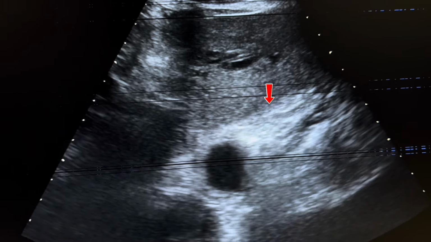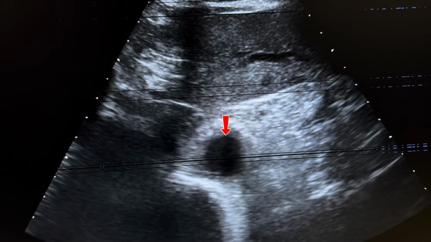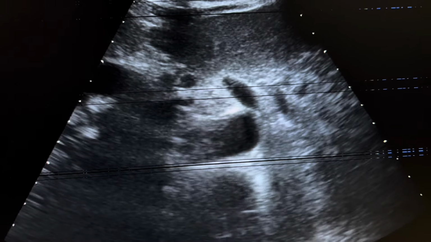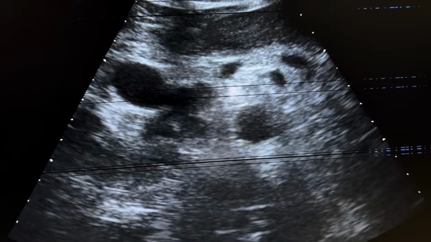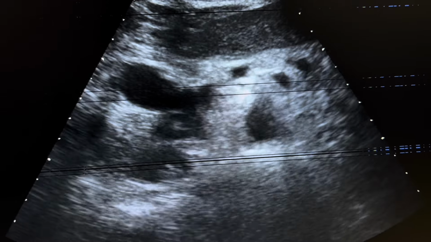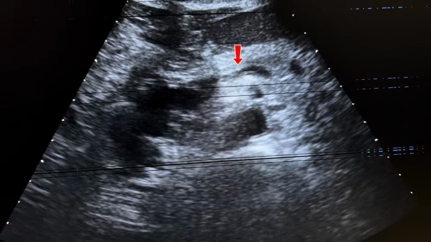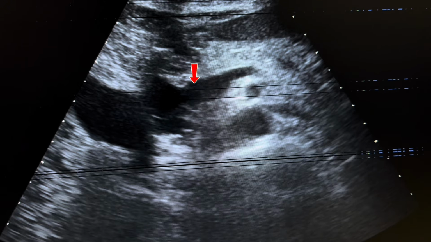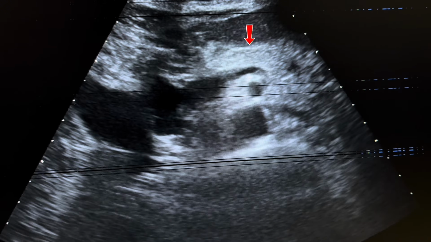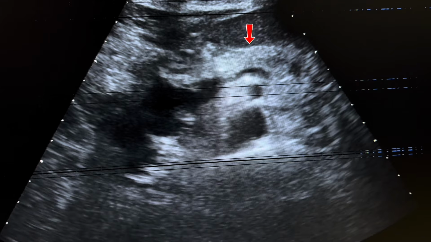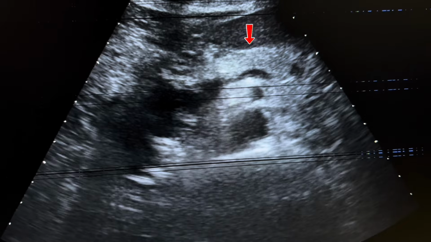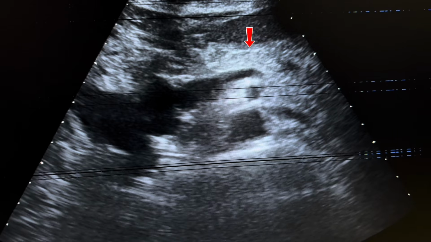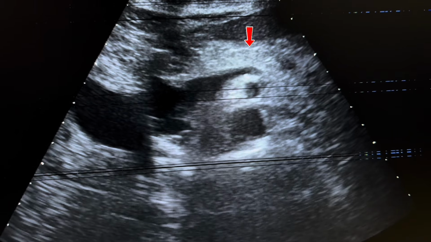Now we will scan the pancreas. This is the aorta. This is the splenic vein and this is the portosplenic confluence. The pancreas lies above the splenic vein, so it is easy to locate. First you find the splenic vein and portosplenic confluence.